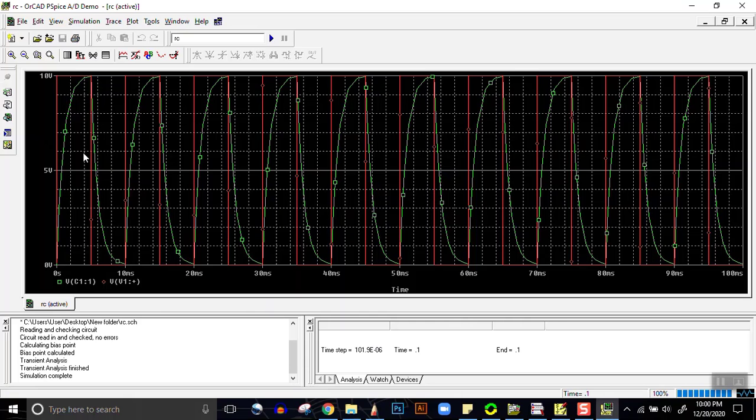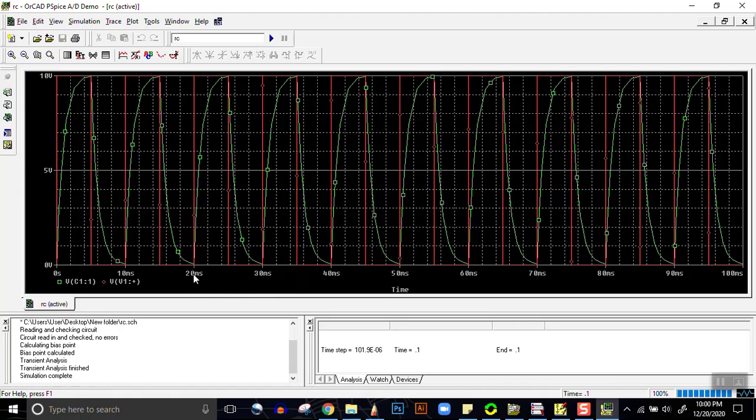Okay, so you see the curve. This red curve over here is actually our input, and this curve over here is our output. So you see it's gradually rising and gradually falling. So we are seeing too many cycles. Suppose I want to see just 2 cycles. You see the second cycle ends at 20 milliseconds.